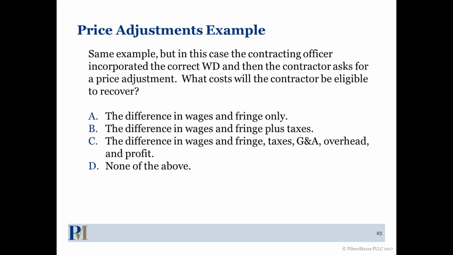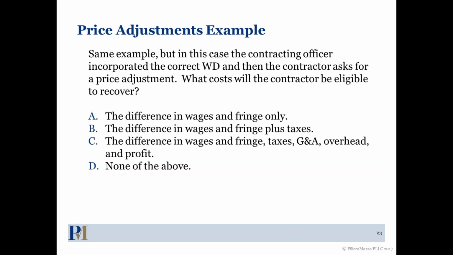It was a trick question. It's a trick question on purpose. Don't be too hard on yourself. So I told you earlier that if it's just a change in wage determination, the B's would have had it. If it was just a change in wage determination, we'd have to use the price adjustments clause, and the price adjustments clause only lets us get wages, fringe, taxes.